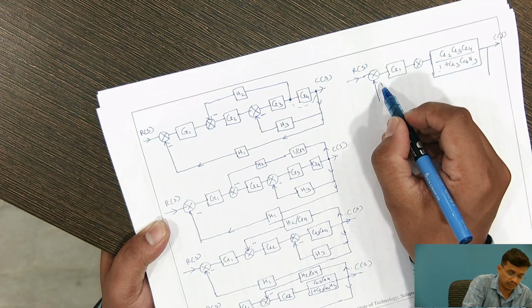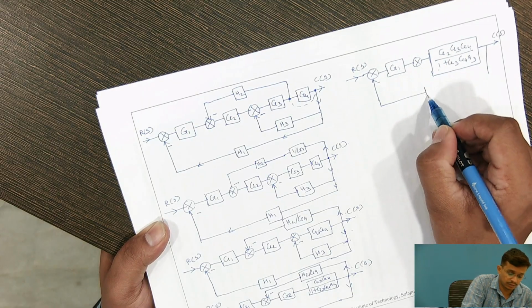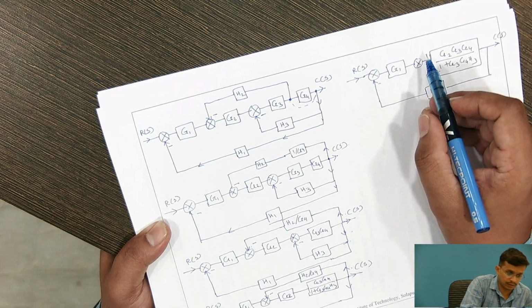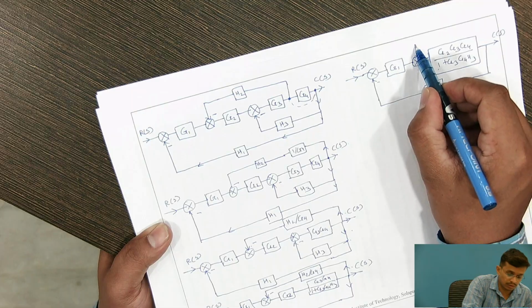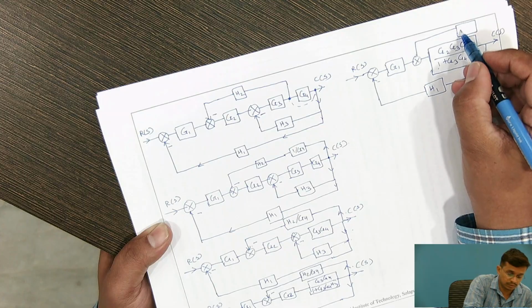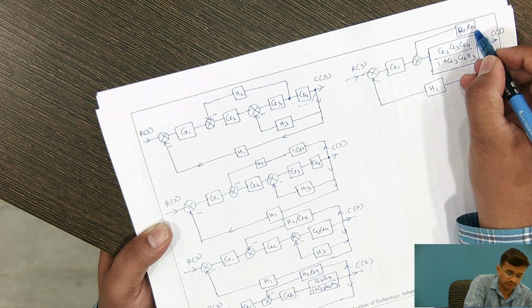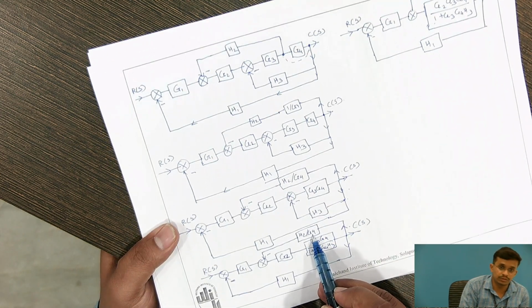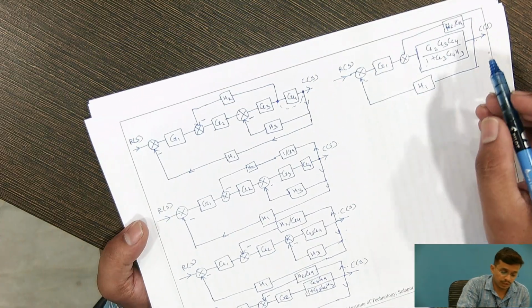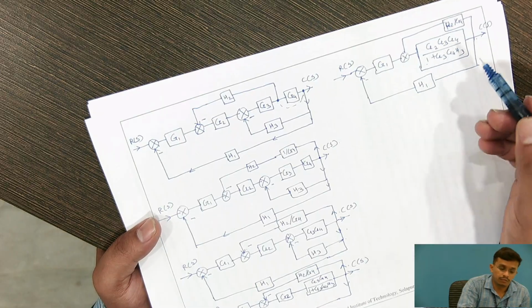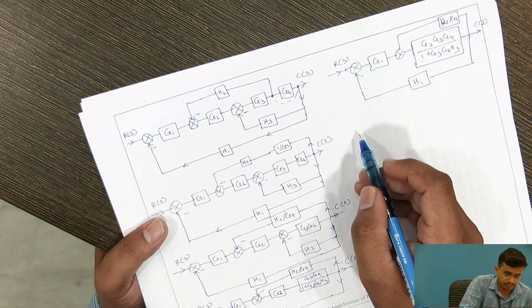This feedback loop will be as it is with the block H1, and here is another feedback block named H2 upon G4. Now this particular block and this block, these are in a feedback loop. So we will apply the feedback loop formula here.